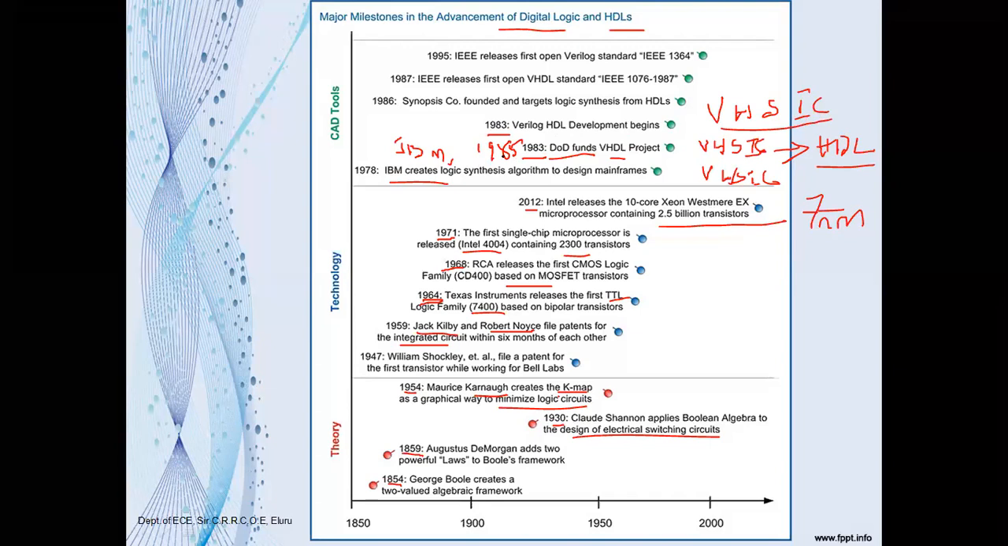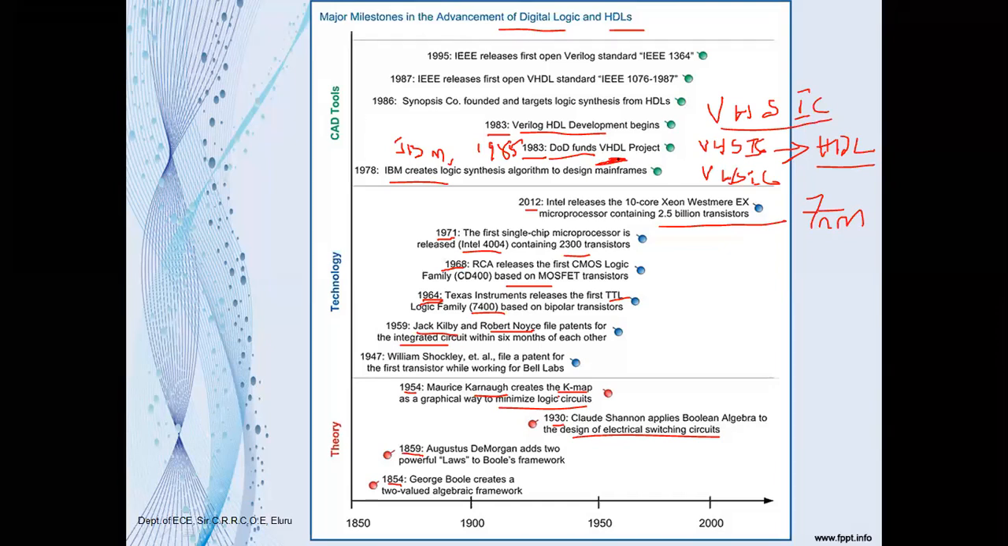In parallel, in the year 1983, the company Automated Integrated Design Systems developed the Verilog hardware description language. It is independent of VHDL, not dependent on it. But the first hardware description language released, in 1985, was VHDL.